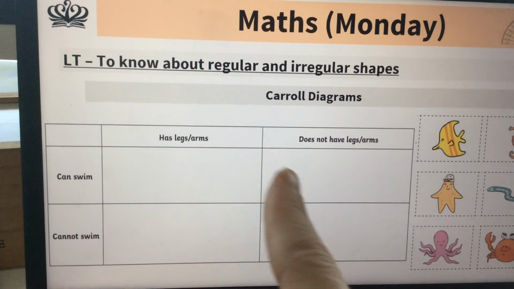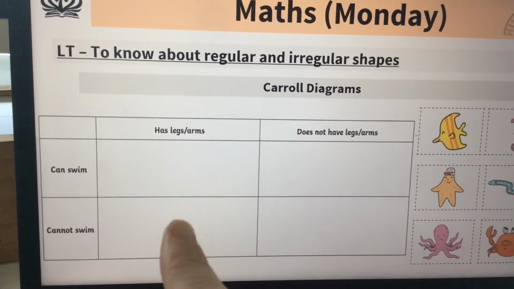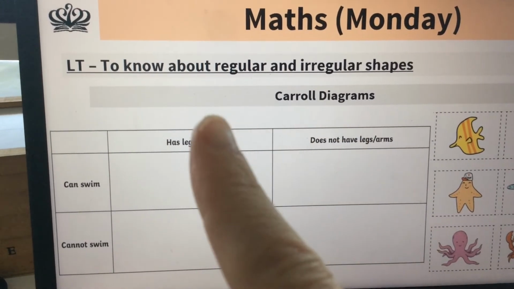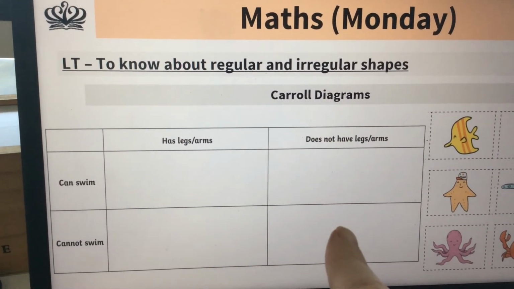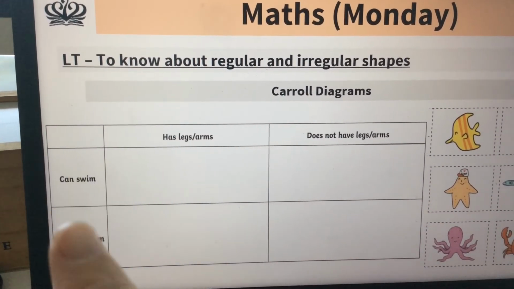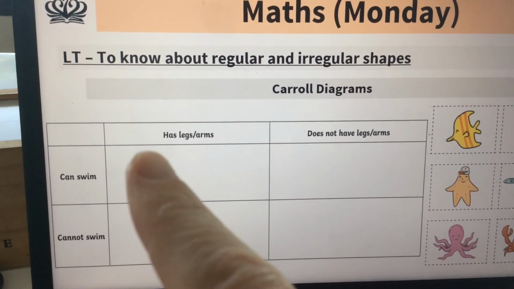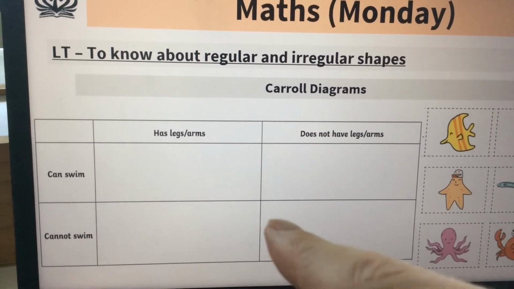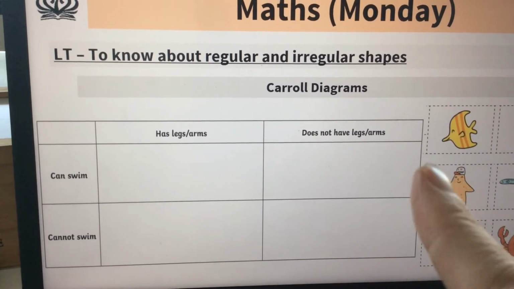For this one, the questions are that it has legs and arms or it doesn't have legs and arms. So you've got to decide for each one, has legs and arms or it doesn't have legs and arms. Once you know that, you then got to ask yourself the question, can it swim or can it not swim? And that will help you to determine which box to put it in.